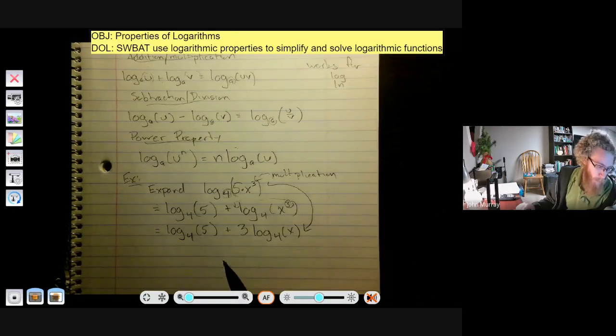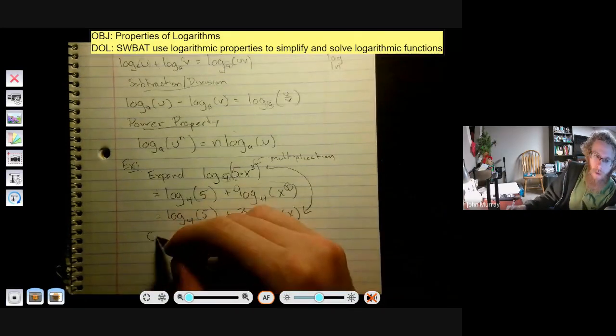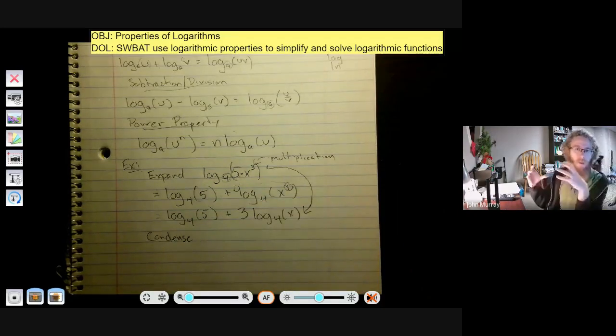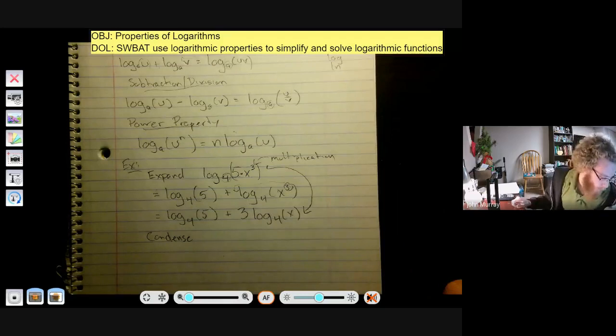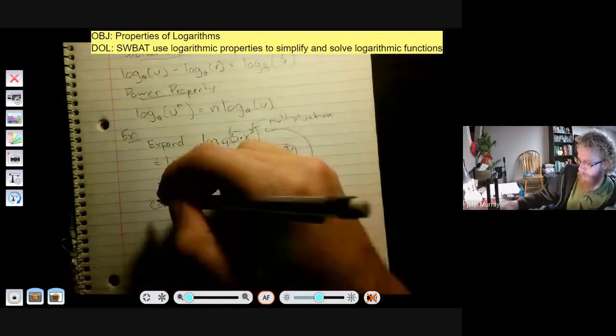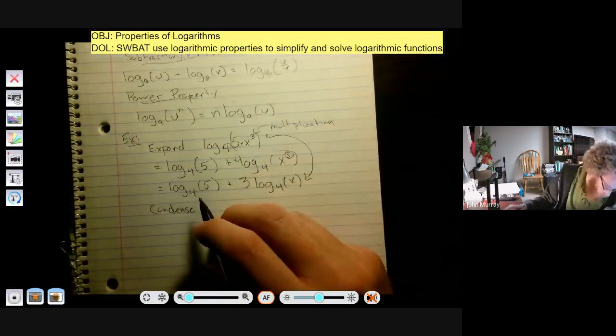Okay, so that's one way we can manipulate our logarithmic functions. Okay, the other way is they might ask you to condense it. Okay, and condensing usually works in our favor when we're trying to solve. If we have something to solve, once in a while we'll have to use expanding, but a lot more often than not, we will be condensing. So we are going to condense.